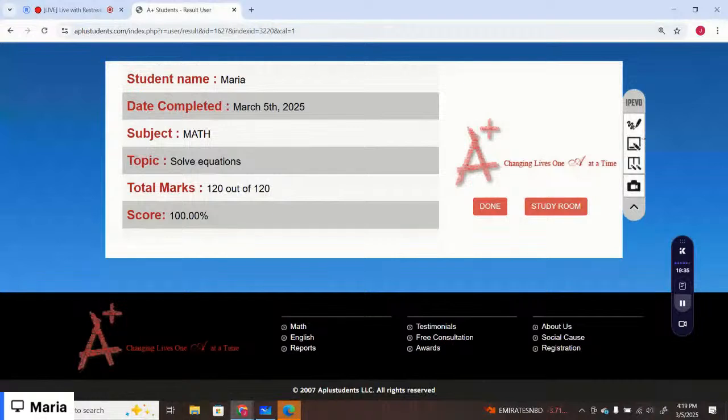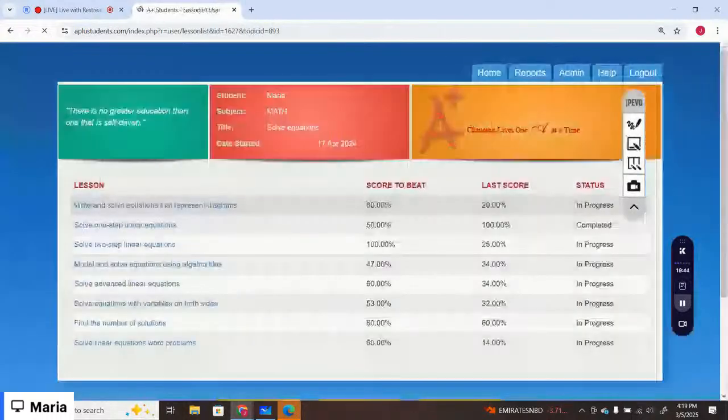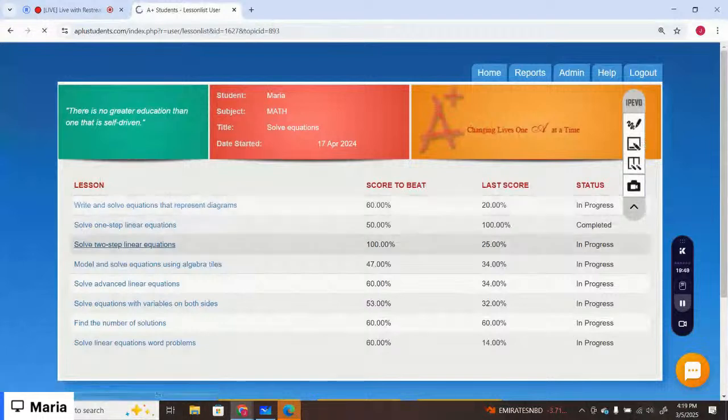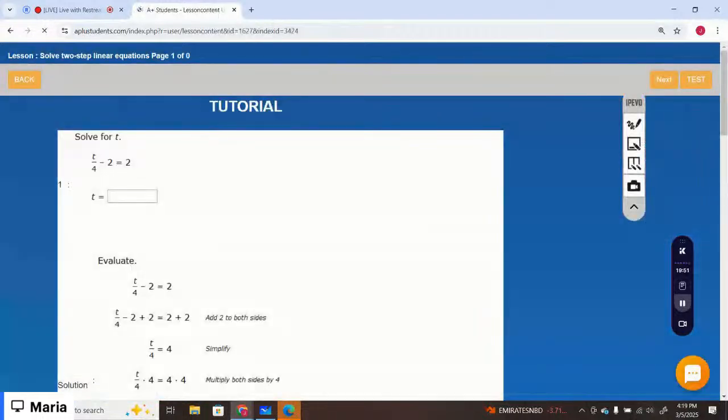Okay, we are done with the lesson. Let's just move on to the next lesson. Solve two-step linear equations.